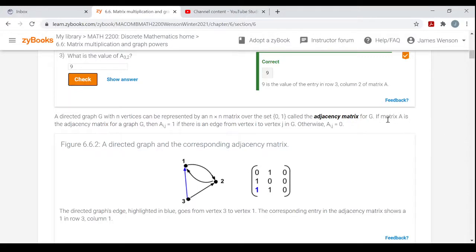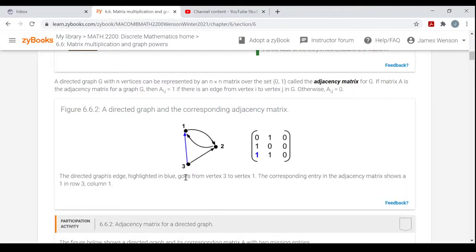If matrix A is the adjacency matrix for the graph G, then the entry in the ith row, jth column will be a 1 if there's an edge from vertex i to vertex j in the graph G. Otherwise, you're going to enter a 0, right? If there's no edge between vertex i and vertex j, then the ith row, jth column entry will be a 0. So they give a very swift example here.